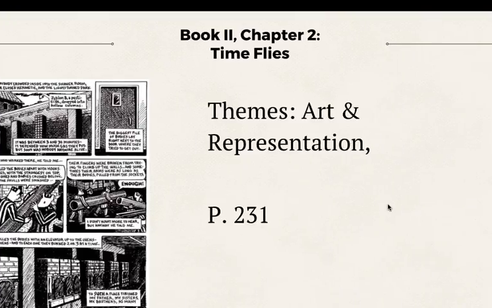Okay, Year 12s, we're moving to our next passage analysis, Book 2, Chapter 2, Time Flies, and we're looking at the dismantling of the death chambers. So if you turn to page 231 and follow me as I take you through the series of panels here, we will begin to examine the theme of art and representation and see where that takes us.